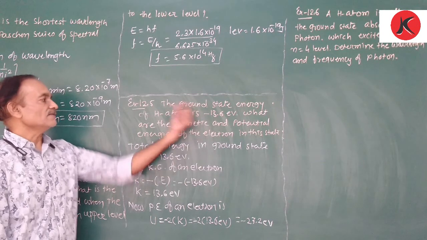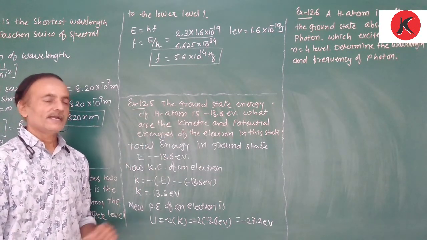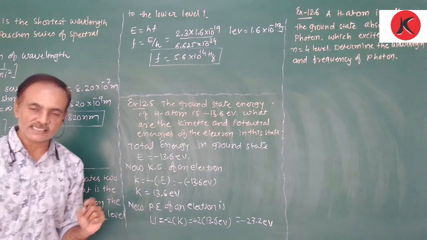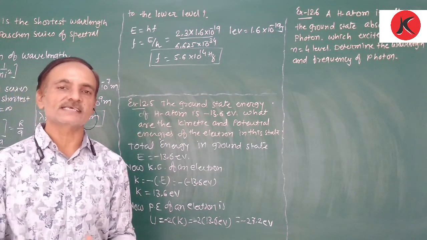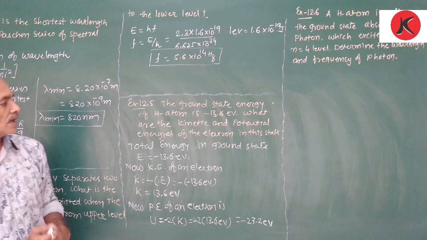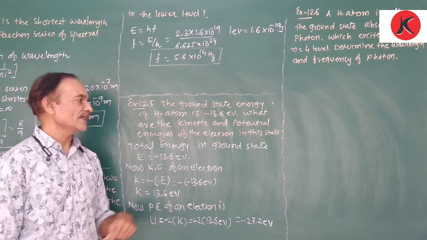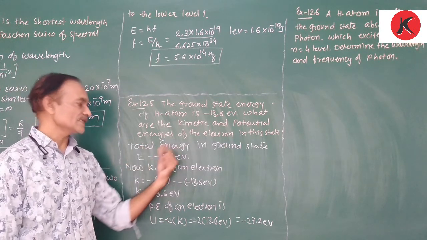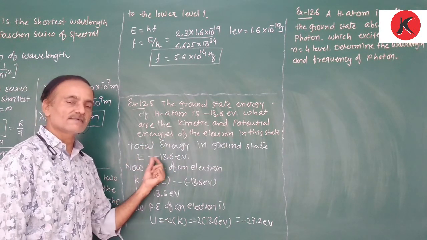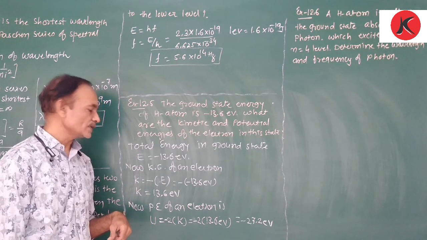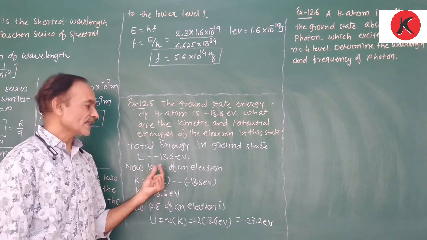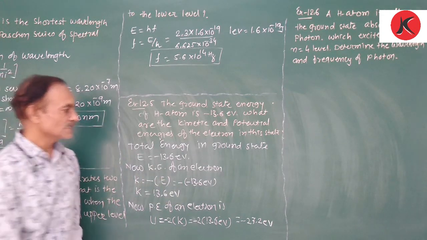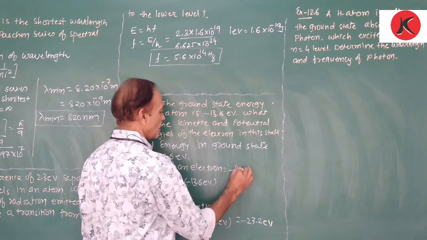Again, the ground state energy of the hydrogen atom. When the electron is in the ground state, it possesses 13.6 electron volt energy as total energy. What are the kinetic and potential energy of the electron in this state? Now, the total energy in ground state is E is equal to minus 13.6 electron volt. And the kinetic energy of the electron is negative of total energy, is equal to minus of total energy.